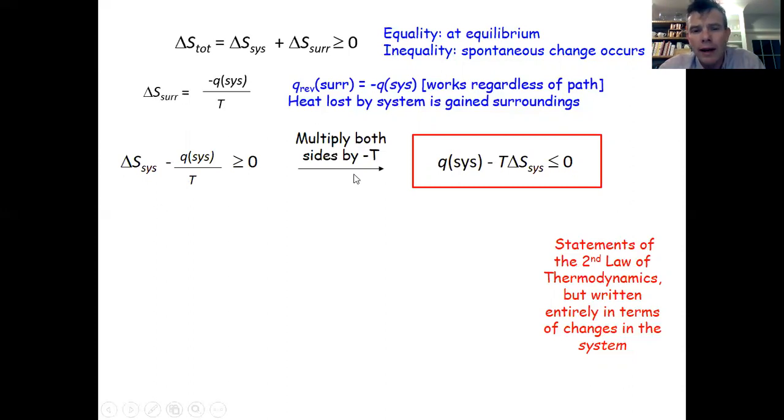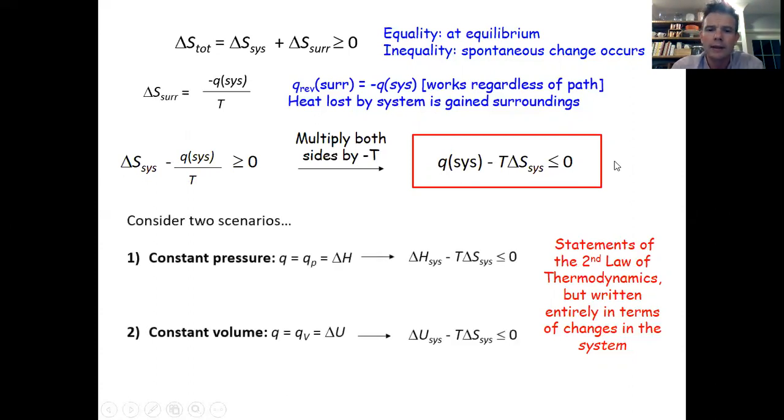I multiply both sides of this by negative T, and I end up with this important line. Q of the system minus T delta S of the system is less than or equal to 0. It switched to less than because I multiplied by a negative T. This is a statement of the second law of thermodynamics, right? It started here and we ended here. We just did algebra. So this is a way to state the second law of thermodynamics.